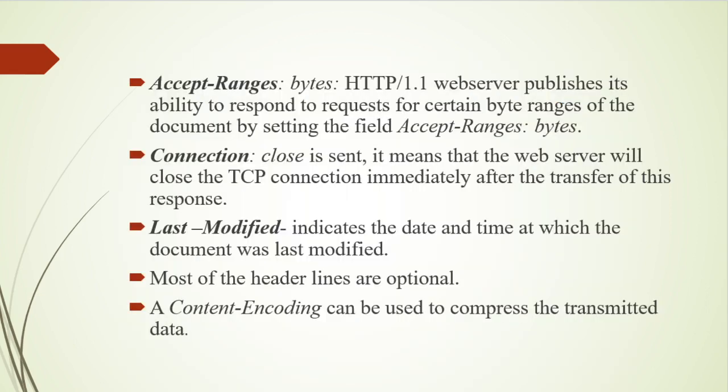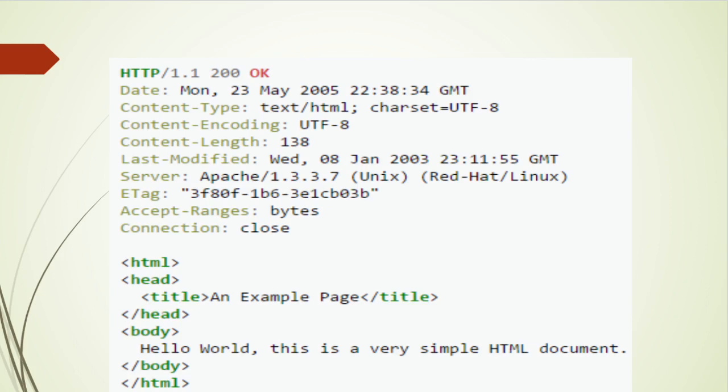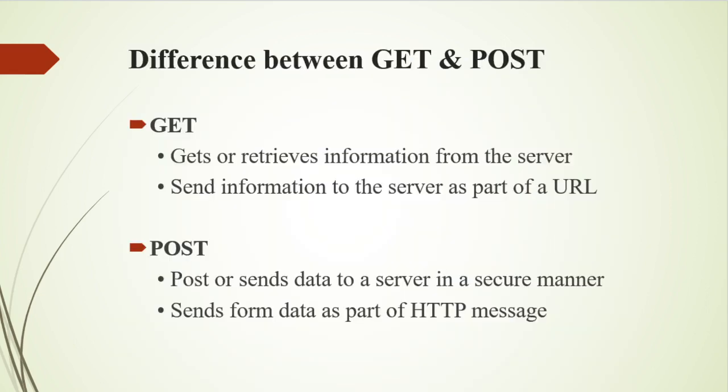Next is connection. Close is sent. It means that the web server will close the TCP connection immediately after the transfer of this response. And next is last modified. It indicates the date and time at which the document was last modified. Most of the header lines are optional, and content encoding can be used to compress the transmitted data. In this example, the last modified date is Wednesday, 8 January 2003, and the connection is closed.